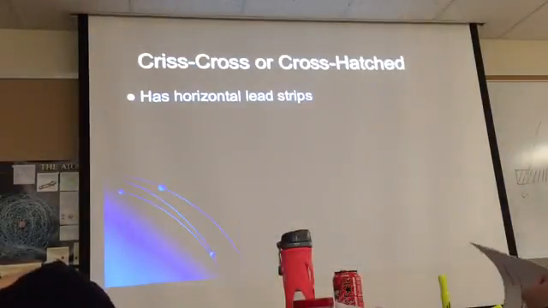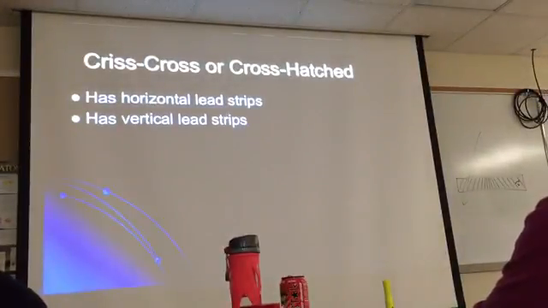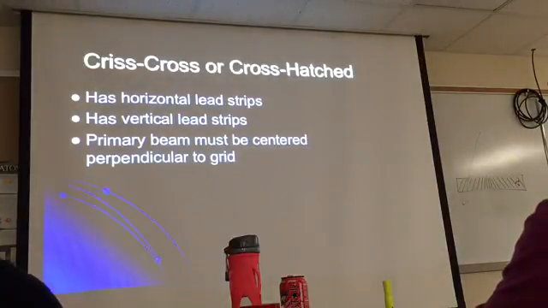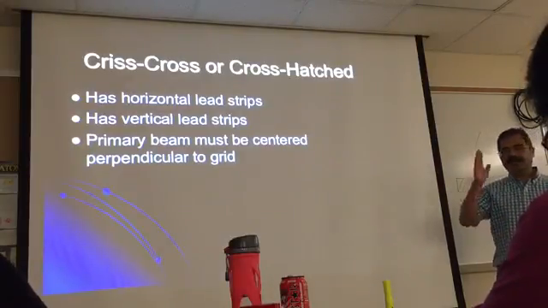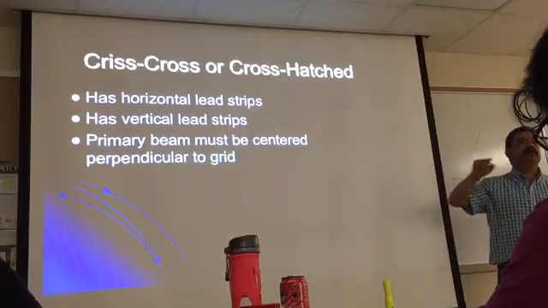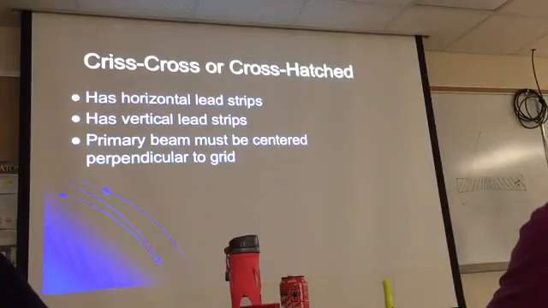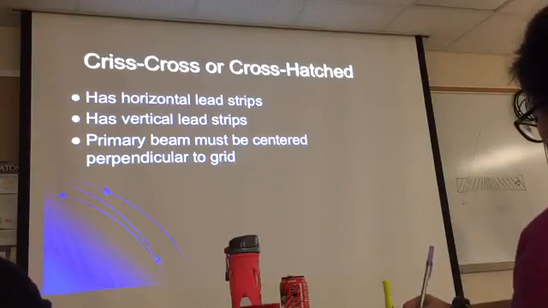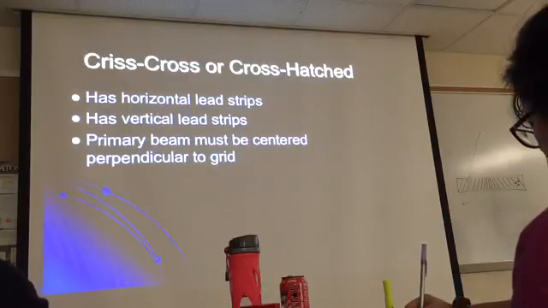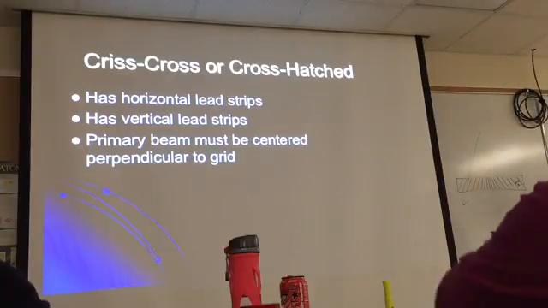All right, crisscross or crosshatch grids have horizontal lead strips, okay? They have vertical lead strips, okay? And the primary beam must be centered perpendicular to the grid. If you have a slight angle, you're going to have grid cutoff in different ways. So it has to match perfectly, it has to be centered. This type of crosshatch grid is used mainly for dedicated x-ray units. Dedicated meaning, say for example, you have a dedicated chest unit where you're not going to be changing your distance or your angles, you only use it to do chest x-rays. Then they work really well.